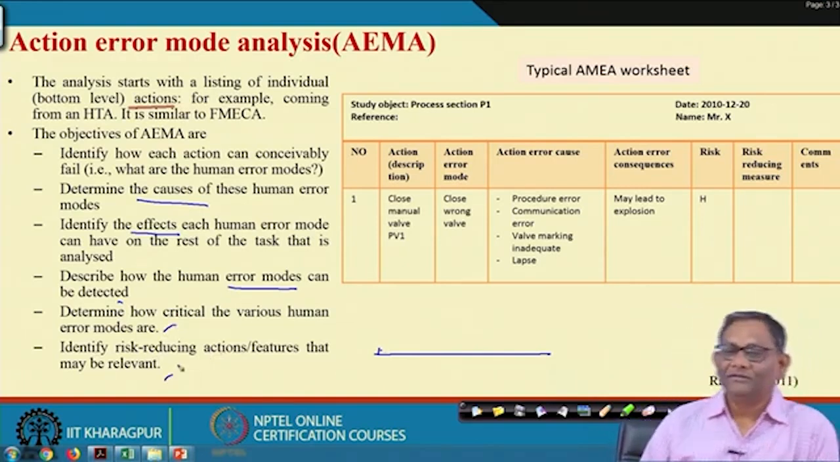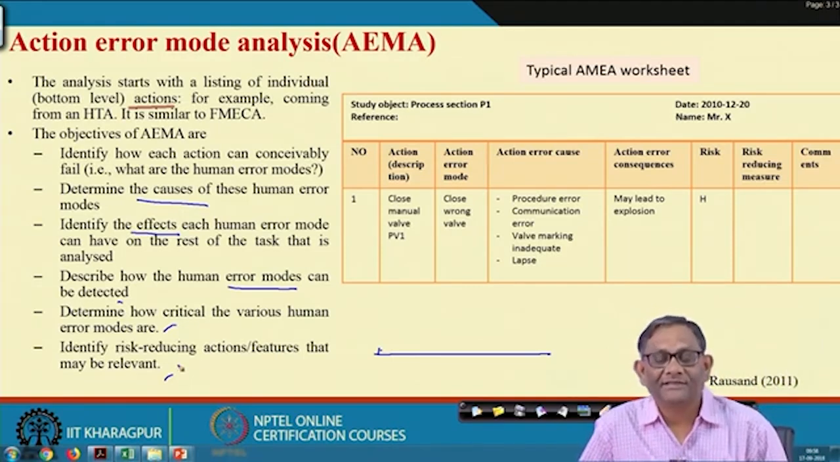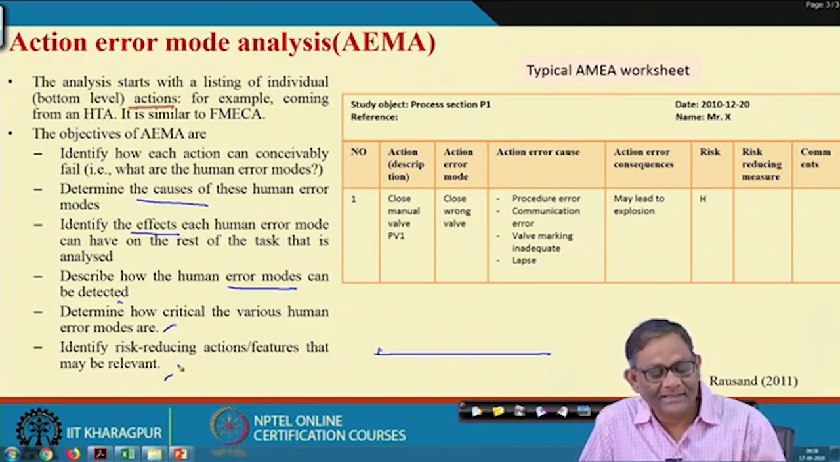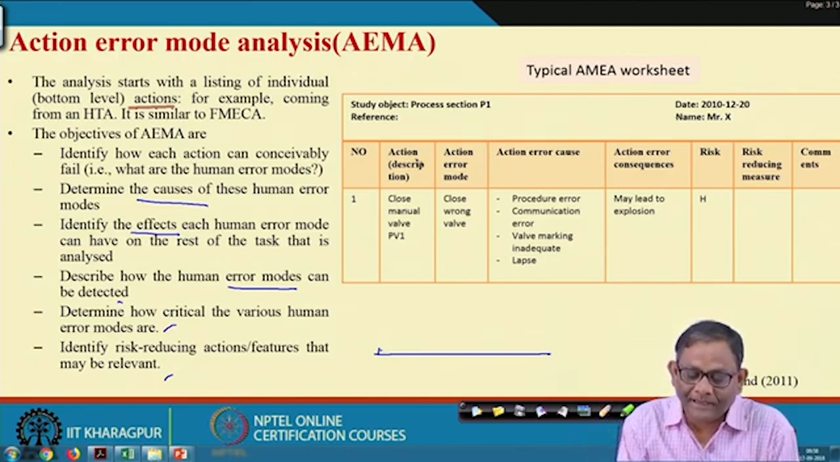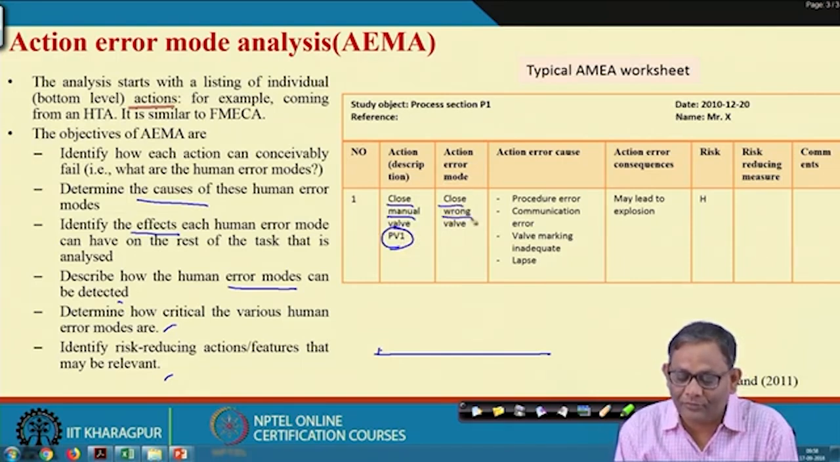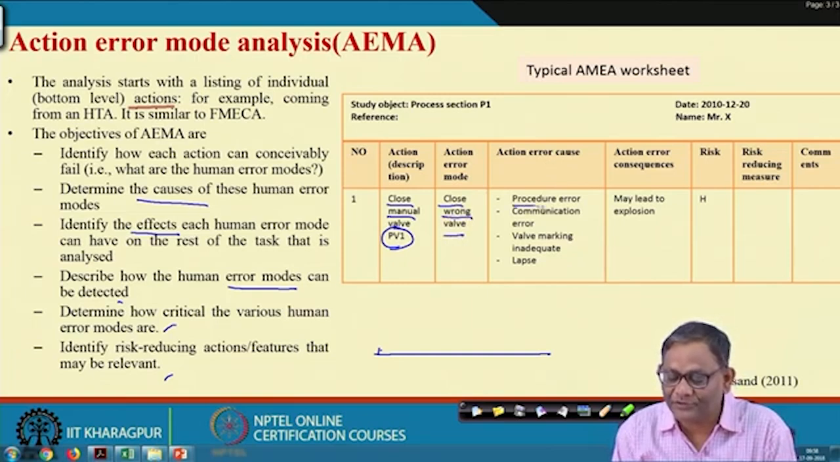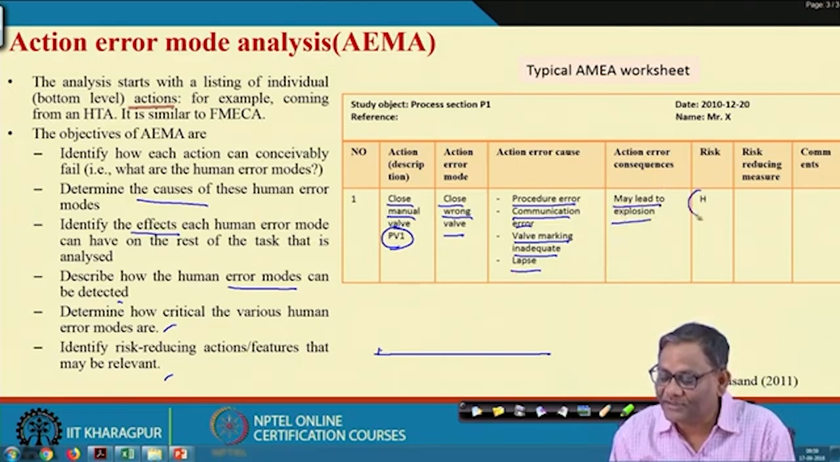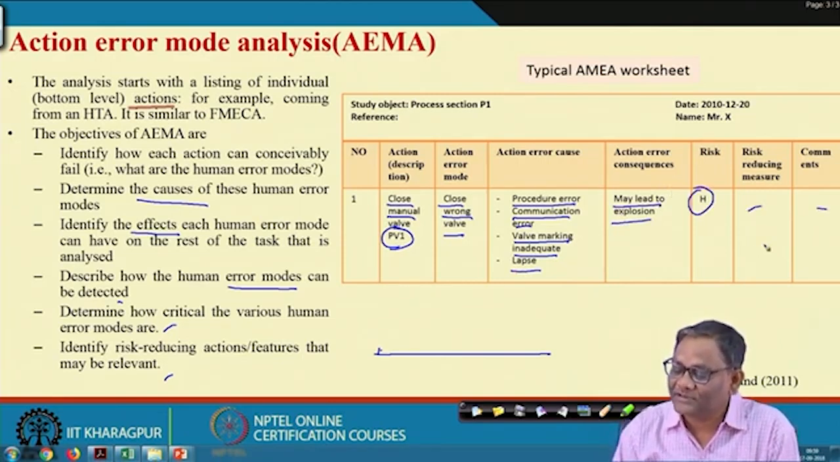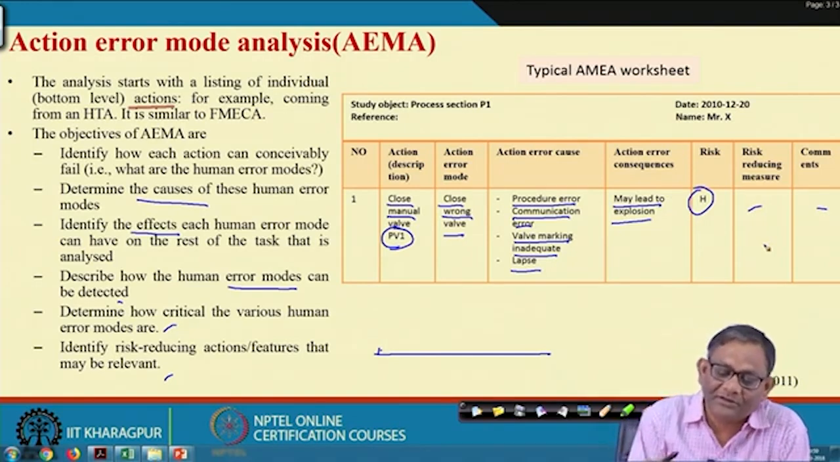In FMEA, you find out the failure modes, the effects, the detectability, also the causes of failures and consequences of this failure, and how to reduce the risk of those failure modes. Exactly in the same manner: action description, close manual valve, suppose PB1 you do close; action error mode, close wrong valve. Then action error cause may be procedure error, communication error, valve marking inadequate, or lapse. And then action error consequences may lead to explosion, risk is very high, then there will be some risk reduction measure and some comments will be given. So, that means it is similar to failure mode and effect analysis.